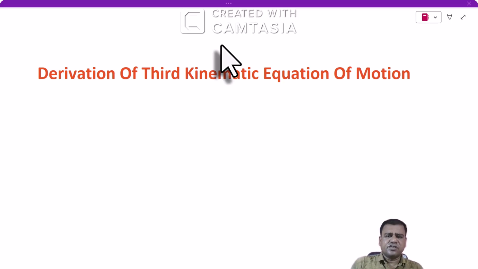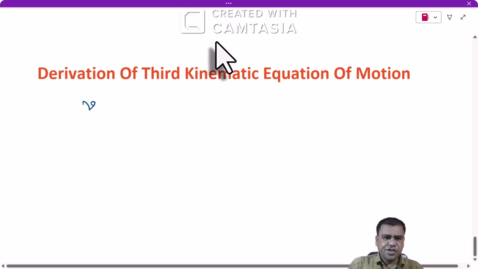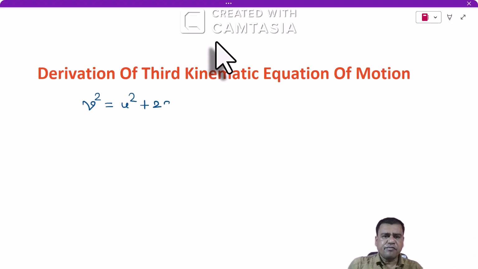Now we are deriving the third kinematic equation, which is v square is equal to u square plus twice of as, where u is the initial velocity of an object or a vehicle, v is the final velocity, a is the acceleration, and s is the displacement. Now in this topic we are deriving the third kinematic equation. हम third kinematic equation को derive कर रहे हैं.